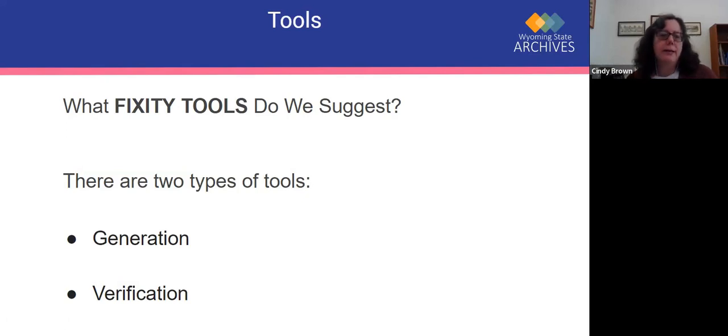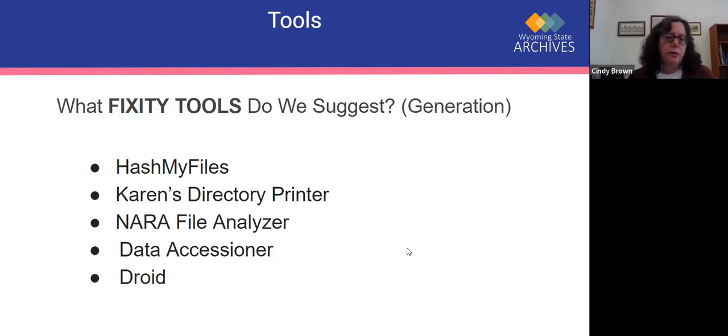So that being said, in my mind, there are two types of fixity tools. There's the ones that generate and the ones that verify what you've come up with. So I've kind of got them split into the two groups. So for generating, I put my favorite one on top. And it's not just because of what it's called, Hash My Files. It's a really simple tool and it works really well.